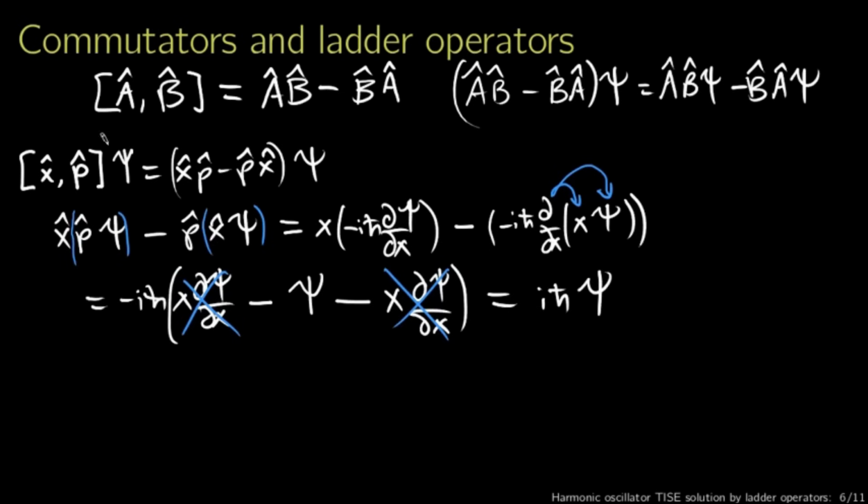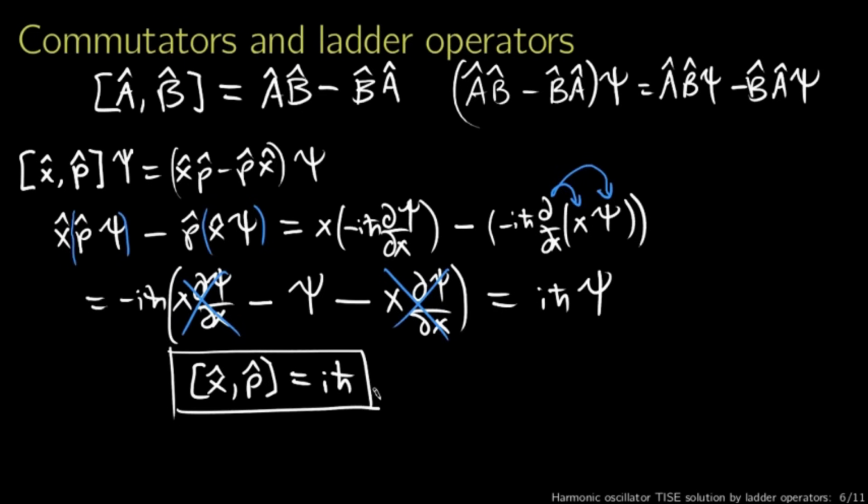So I started with the commutator acting on the wave function, and I just got a constant multiplied by the wave function. So I can drop my hypothetical wave function now and just write an equation involving the operators again. The commutator of x and p is i h bar. It's a weird-looking equation, but you can see, if you recall from the last slide, what we're going to end up with.